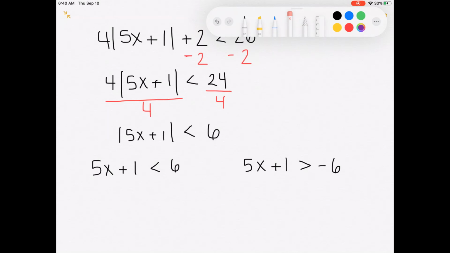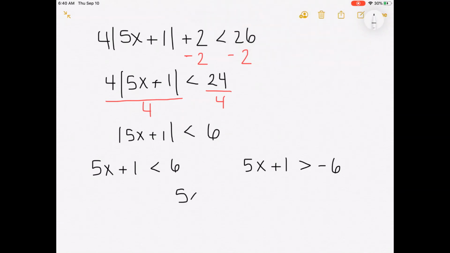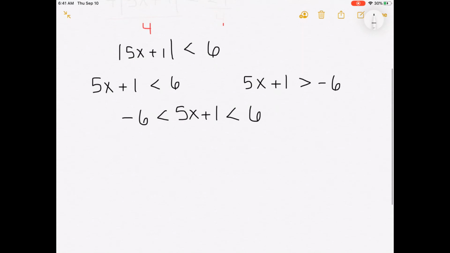So really what this looks like when we put them together, in comparison to when it was greater than, is that 5x plus 1 is less than positive 6, and greater than -6. For less than, it does fall between. So since I've written my inequality like this, I can now solve both sides of my inequality at the same time.